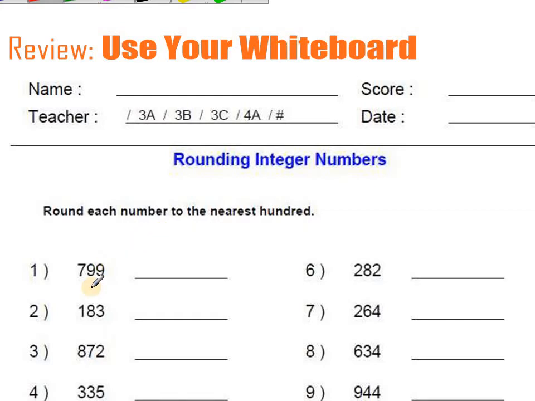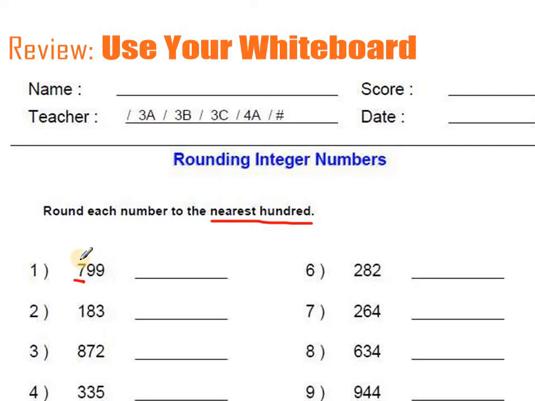So let's take a look at number 1. I want to round to the nearest 100. I'm going to use the place value song to help me. Place value, place value, place value line, moving to the left. I'll know them every time. Ones, tens, hundreds. I'm stopping at the hundreds place, and I'm going to mark the hundreds place because I'm rounding to the nearest 100.